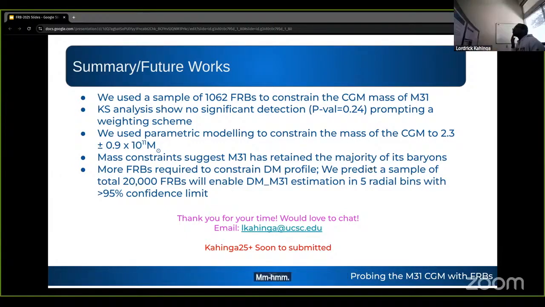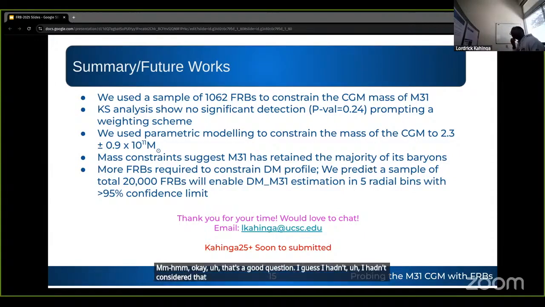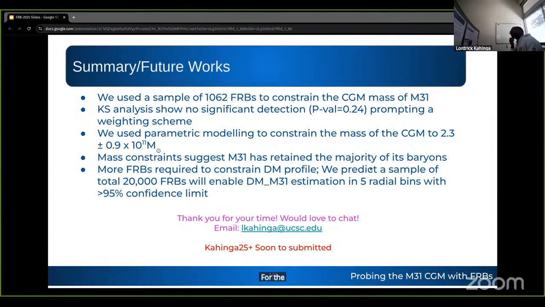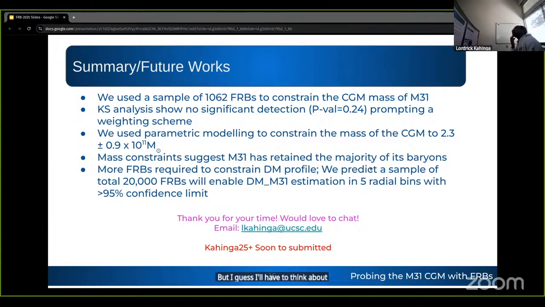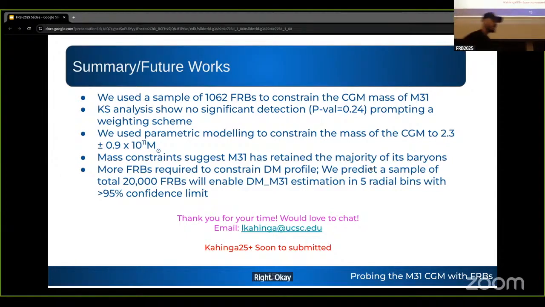Okay, that's a good question. I guess I hadn't considered that. The main motivation for the control sample is just to get very similar distributions in terms of Milky Way contributions. But I guess I'd have to think about that. Thank you. Okay. Yeah. Awesome.